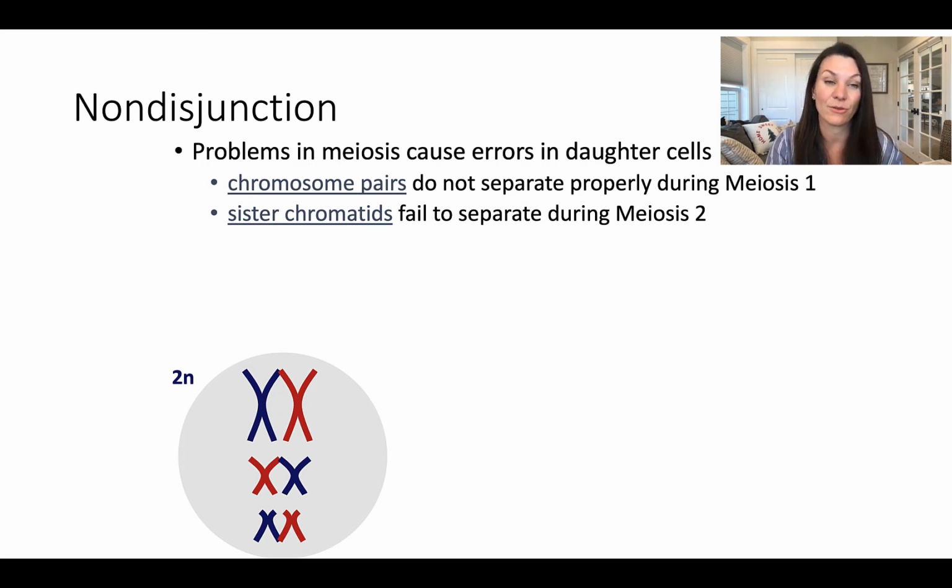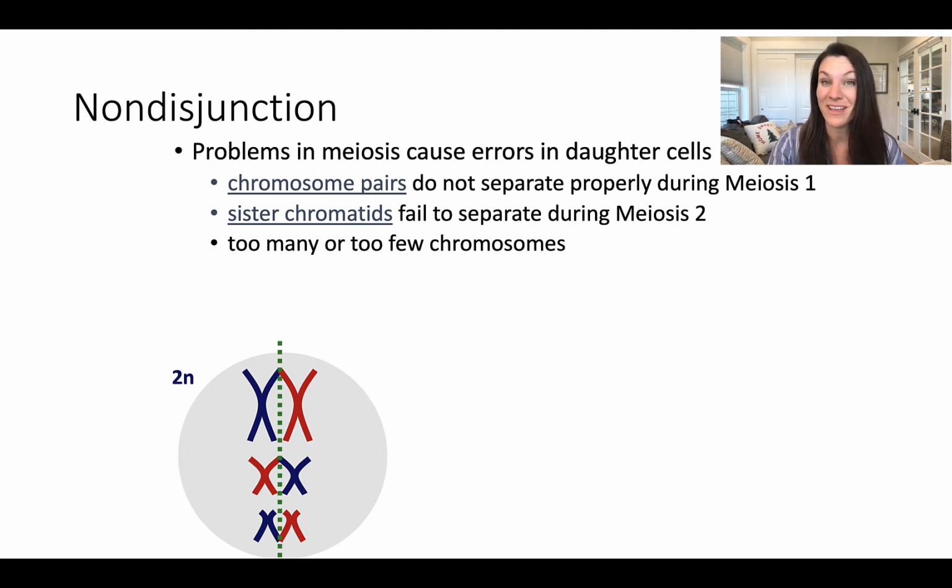And any of those things are going to lead to too few chromosomes in some gametes and too many chromosomes in other gametes. And we don't want that. We want to have exactly the correct number of chromosomes in our gametes. So here we have a cell in metaphase 1 of meiosis 1. You can see the homologous chromosomes are lined up right next to each other along that metaphase plate.